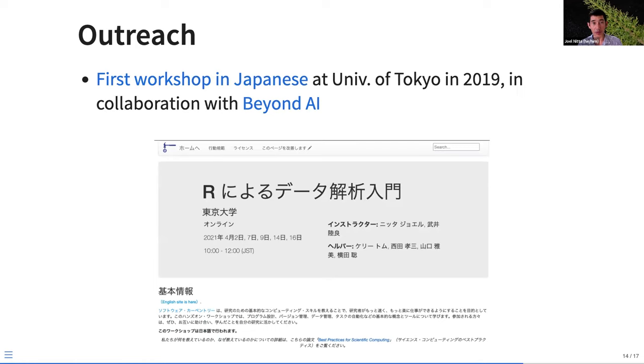Recently, we were able to use our translated materials of the R lesson to have our first workshop in Japanese at the University of Tokyo in 2019. And that was in collaboration with an organization at the University of Tokyo called Beyond AI. And it was really important to have that sort of institutional support and an organization that we could collaborate with to make this happen. I found that to be crucial to the success of this workshop.